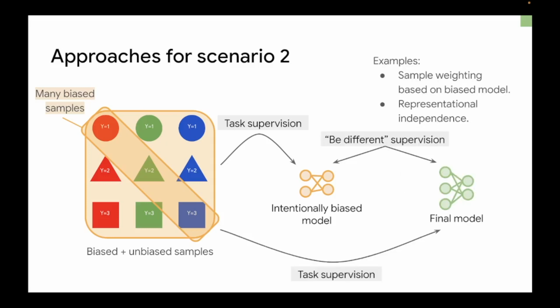Having trained the intentionally biased model, you finally introduce the final model that we wish to train eventually, and say this model has to be perceiving the world in a different way from the intentionally biased model. So you learn to be different. There's going to be task supervision for the model, of course. There's also going to be a regularization, which is making this final model different from the intentionally biased model. What I'm going to do is introduce a few examples of these intentionally biased models and final models sequentially.